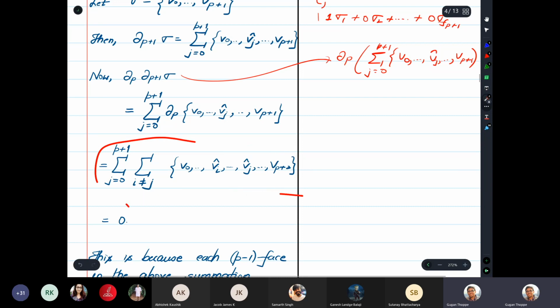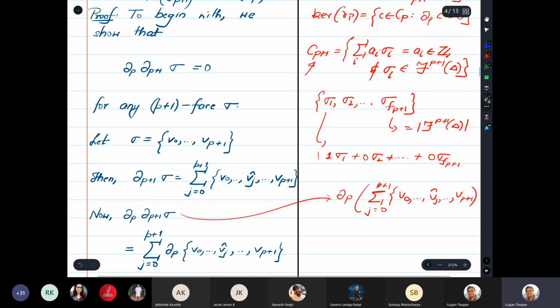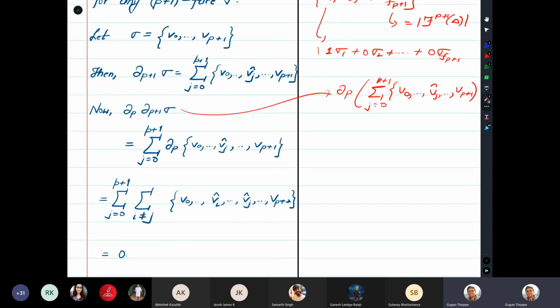And now I claim that this sum must be 0. Can one of you tell me why this sum is 0? Why do you think this sum is actually 0? Can one of you think a bit and tell me? Would one of you like to volunteer? Why do you think this sum is 0? Yes, Agnit, go ahead. Sir, each term would appear twice.